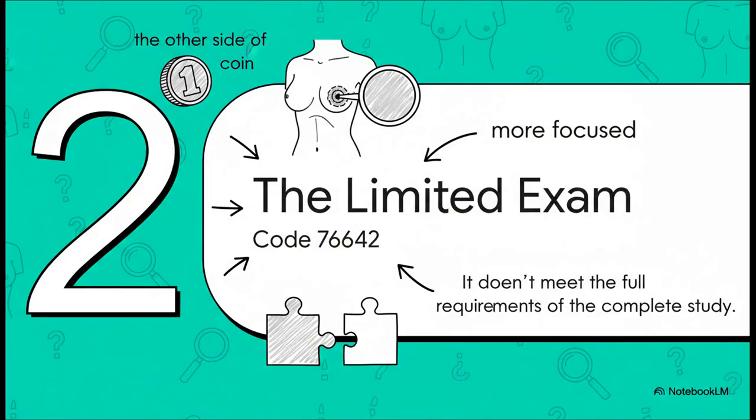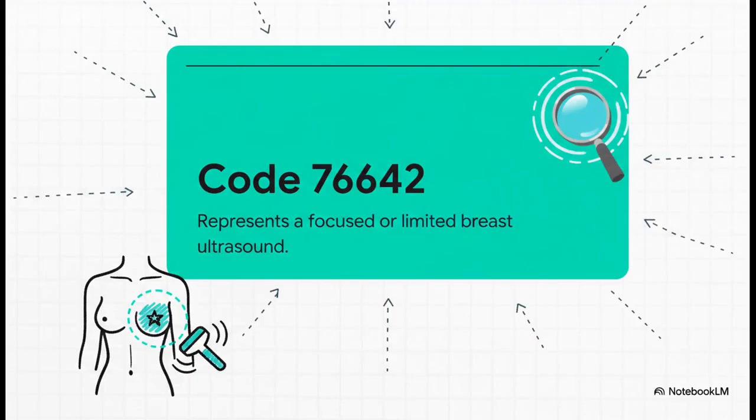Now, let's look at the other side of the coin, the limited exam, which is code 76642. And just like the name says, this code is for those situations that are a lot more focused and, well, don't meet all those strict rules for a complete one. Officially, 76642 is for a focused or limited breast ultrasound. I want you to think of this as your go-to code when the provider isn't doing a full scan of the whole breast, but instead they're looking at a specific problem or just one particular area they're concerned about.